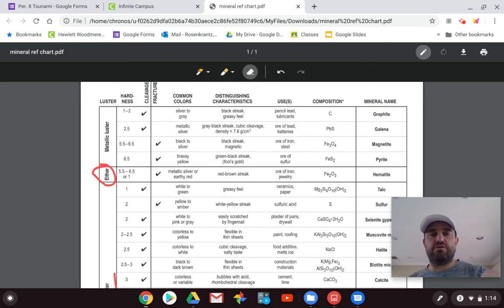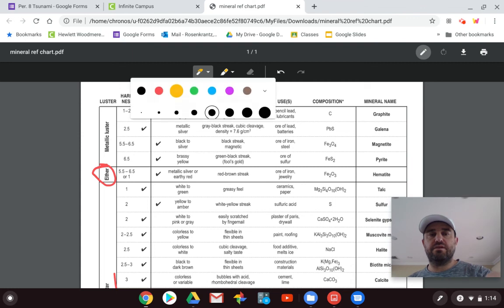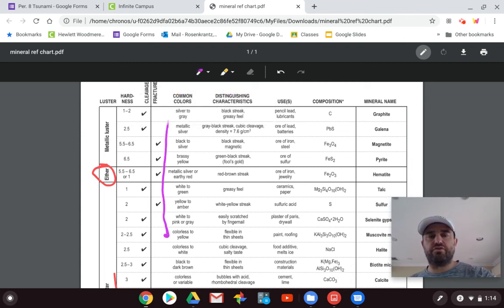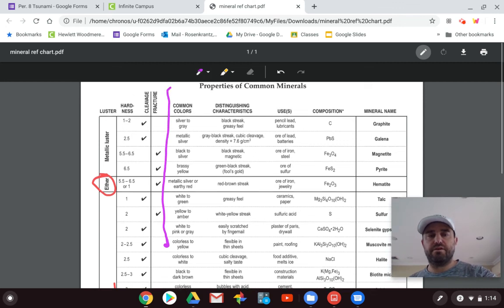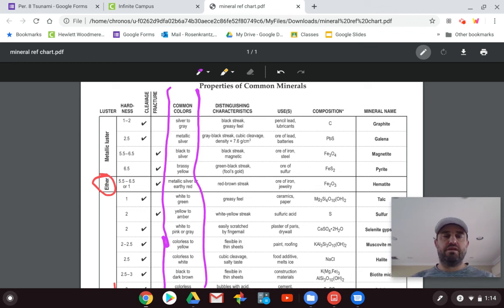Okay, the next column is the common colors. So we already learned that color isn't the best thing to go by. Streak is much more important. But some minerals are known for their color, or will only have one or two. So you would look here for common color.